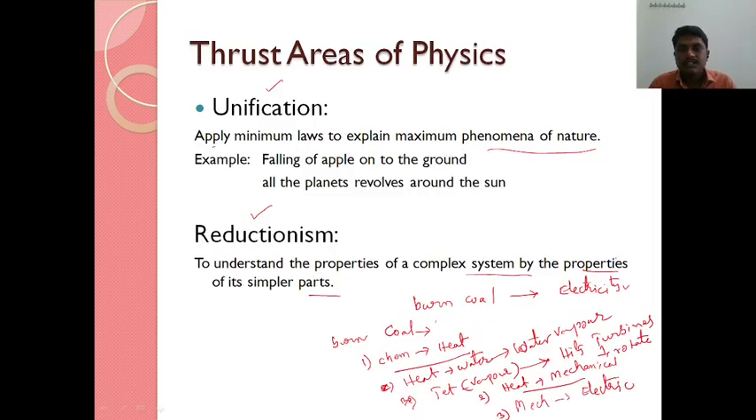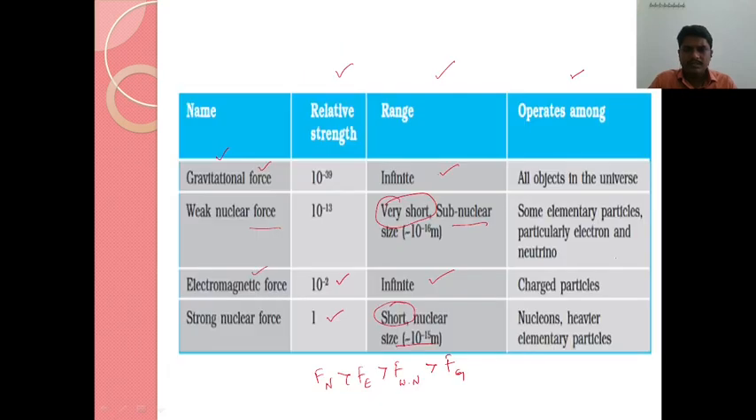Okay, next, unification and reduction. There are two ways to study physics. This is about the first chapter, the physical world. Okay, so this table is very important. You may get a 2 marks question or 1 mark question in EMCET only, not more than that. Okay, so thank you.